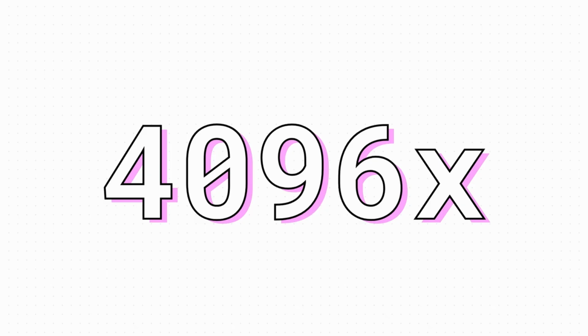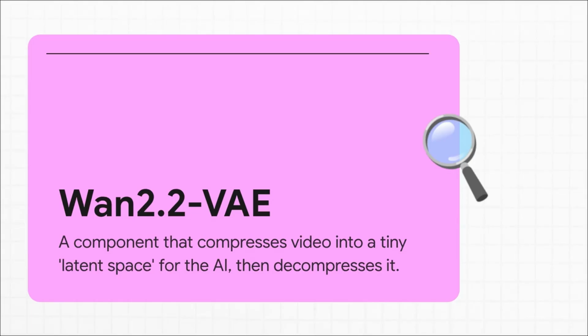It can take a massive chunk of video data and shrink it down into something unbelievably tiny for the AI to work on. This little piece of magic is called the Wan 2.2 VAE, and you can just think of it as a super smart video compressor. It takes a full high-def video, squeezes it down into this tiny, abstract version of itself, what AI folks call a latent space, which is way, way easier for the AI to handle. Then, after the AI does its creative work in that tiny space, the VAE steps back in and blows it back up into a beautiful, high-definition final video.